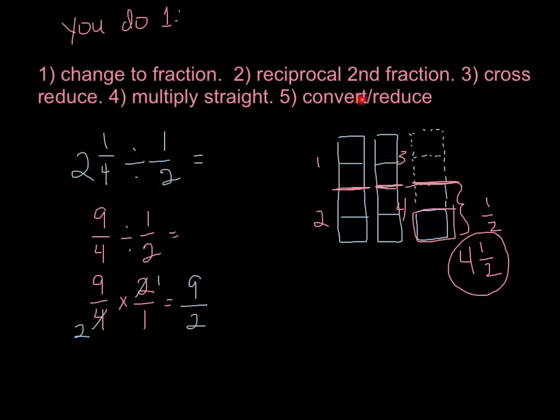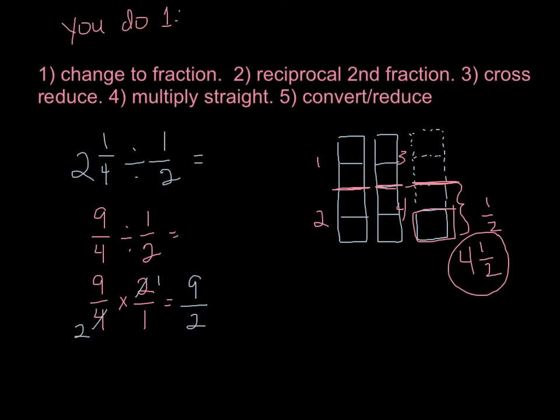Final step, convert if you need to. I do. This is an upside down snowman, although if you counted 1, 2, 3, 4, 5, 6, 7, 8, 9 fourths of a piece, or 9 halves of a piece. So anyway, 9 halves. We're going to go ahead and convert it bottom into top.